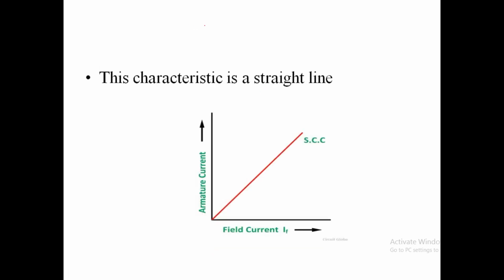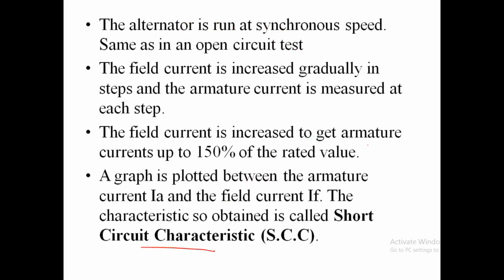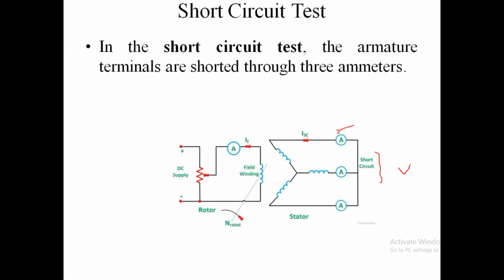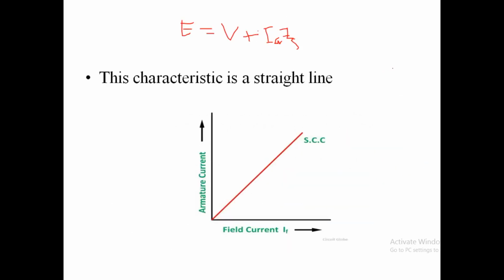Here also, look at the EMF. In a generator, E equals V plus I_A Z_S. Here V equals 0. Why is the terminal voltage 0? Because it is short circuited, and short circuited means voltage equals 0. So E equals I_A Z_S. Z_S is a constant, so E is proportional to I_A.